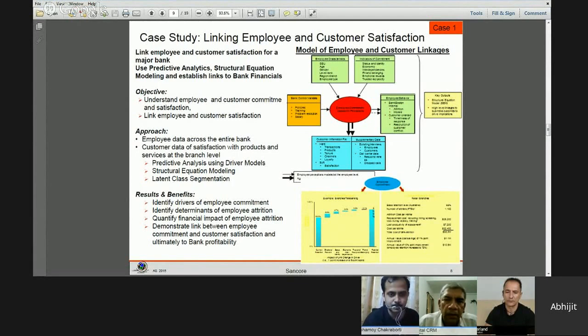So in the time remaining, Abhijit, sorry. No, go ahead. If I understand you right, essentially you managed to establish a fairly strong correlation between a satisfied employee and satisfied customers. Did the project also involve finding some kind of causation for this? Certainly the correlation was strong, good that you found that.